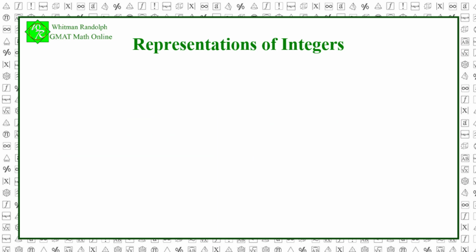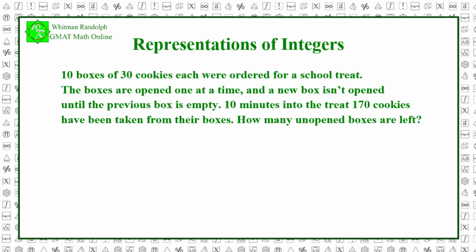Here's another problem in which representations of integers is used. 10 boxes of 30 cookies each were ordered for a school treat. The boxes are opened one at a time, and a new box isn't opened until the previous box is empty. 10 minutes into the treat, 170 cookies have been taken from their boxes. How many unopened boxes are left? Here are some possible answers.